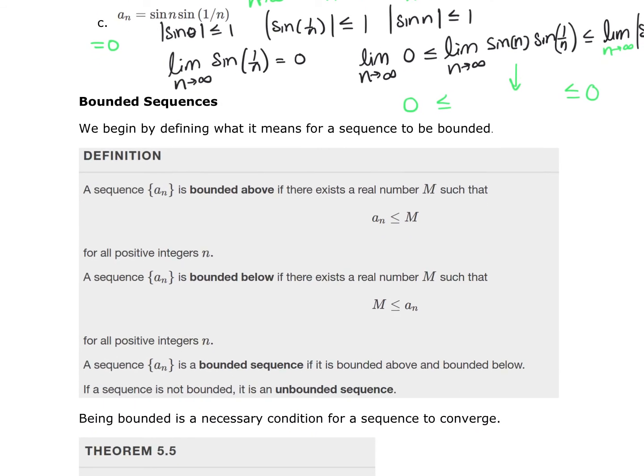We talk about bounded sequences. So a sequence is bounded above if there exists a real number m such that a sub n is never going to reach this number m for all positive integers n. We say it's bounded below if there's some number such that this number is always going to be less than or equal to the sequence for all positive n's. If the sequence is bounded above and below, it's a bounded sequence. If the sequence is not bounded, we call it an unbounded sequence.